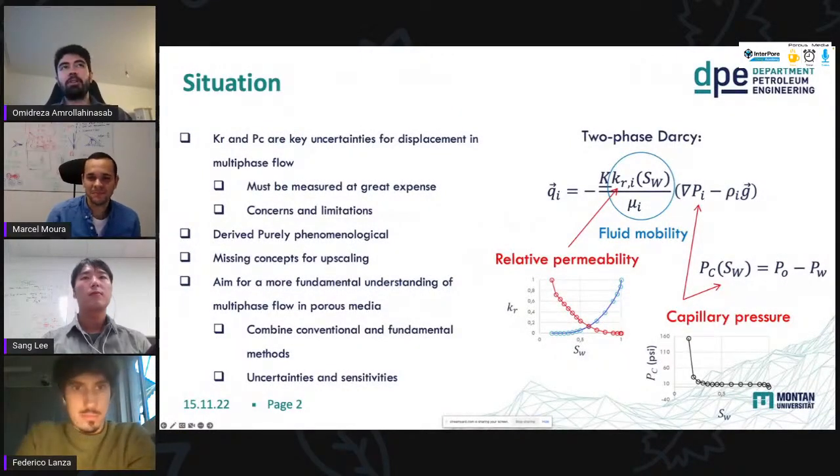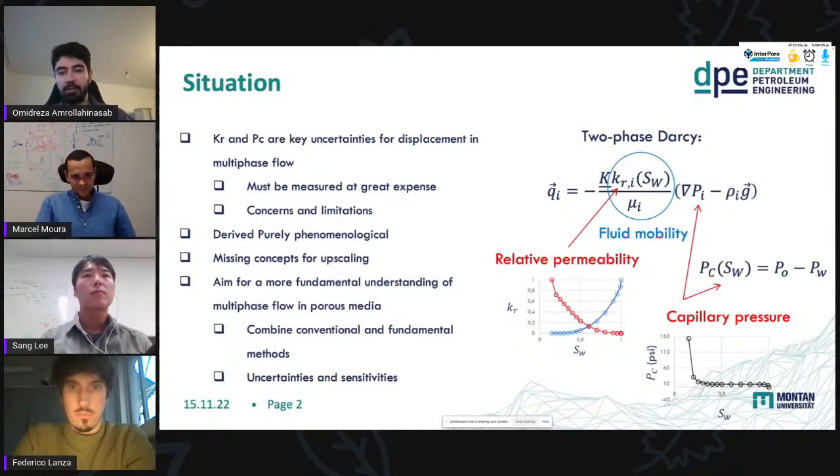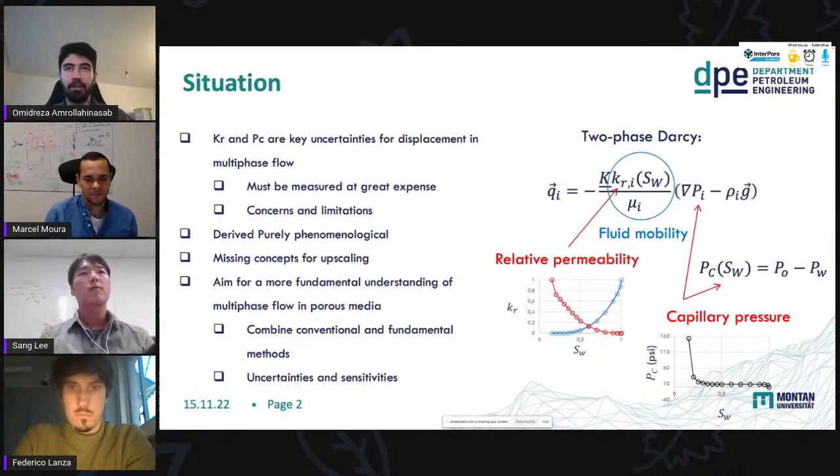These functions are key uncertainties for displacement in multi-phase flow, and they must be measured at a great expense for different applications like oil and gas production, CO2 storage, and geothermal reservoirs. But there are some concerns and limitations. The conventional methods used to measure these functions usually take a lot of time and are expensive, and if you have many rock types which you would like to analyze, which is usually the case, you are limited by your budget and the time that you can spend on these measurements.